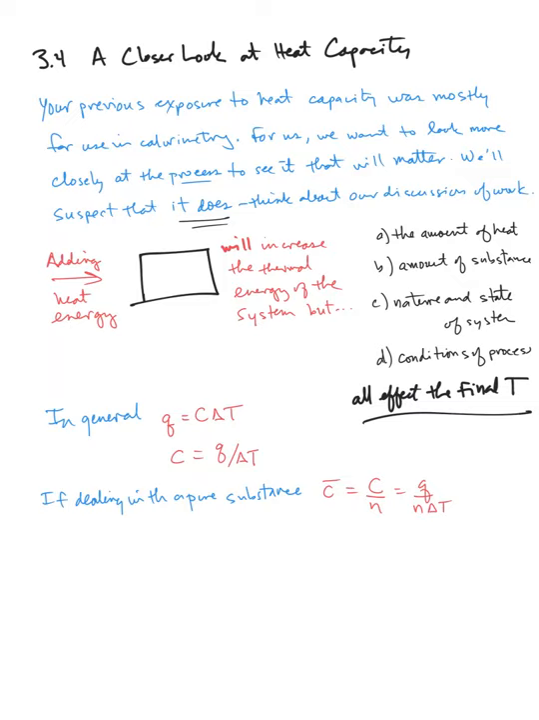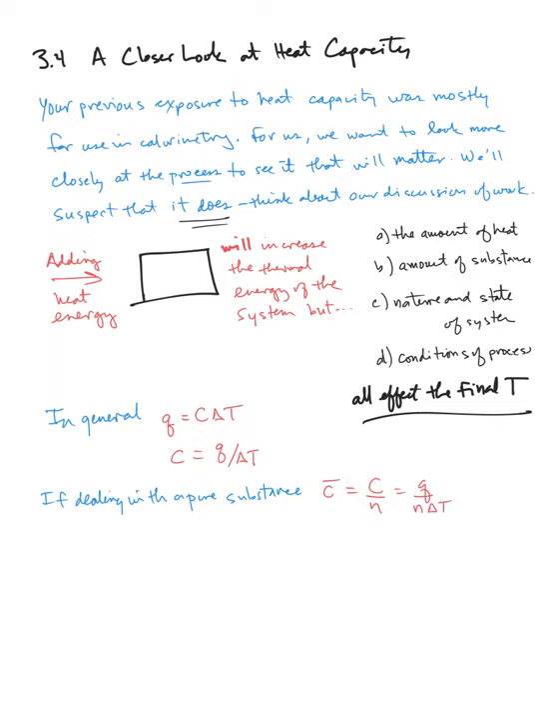However, you need to know a lot more information before you can calculate the final temperature. You need to know the amount of heat that was added, the amount of thermal energy that was added. You need to know the amount of substance that you're adding it to, because the moles of that substance will matter. You need to know the nature and the state of that system. We've already talked about how different gas molecules can absorb different amounts of heat. It matters if it's a solid, liquid, or gas, and you want to know the conditions of the process.